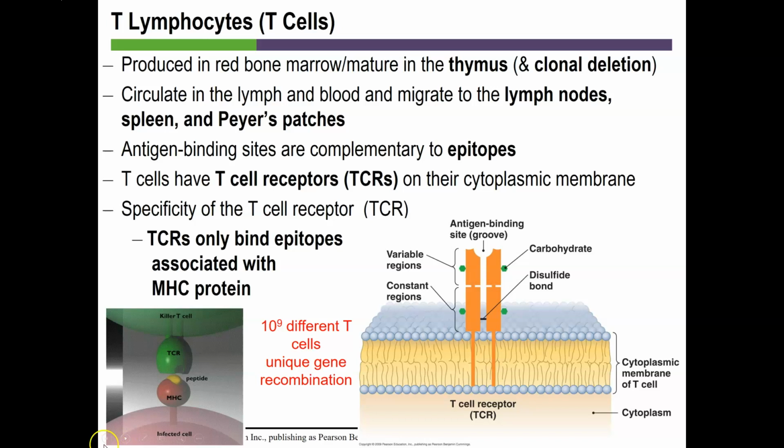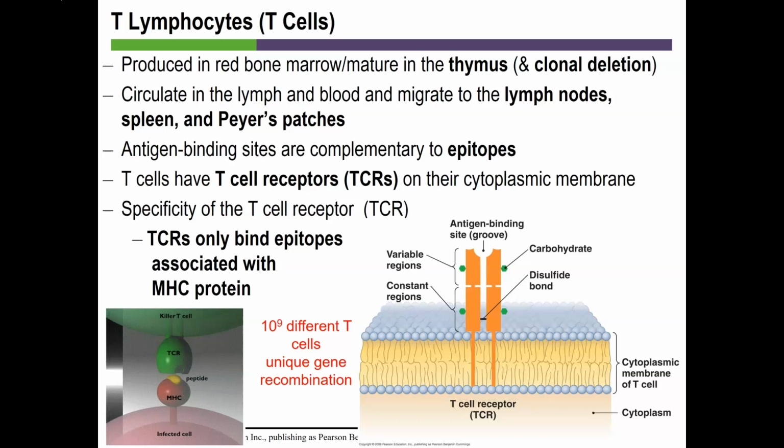In this picture on the bottom left, you can see a killer T cell with its T cell receptor interacting with an infected cell, which must have had an endogenous antigen presented with MHC, which in this case would be MHC1. The epitope is shown in yellow here. That is how the cells interact with and talk to each other.